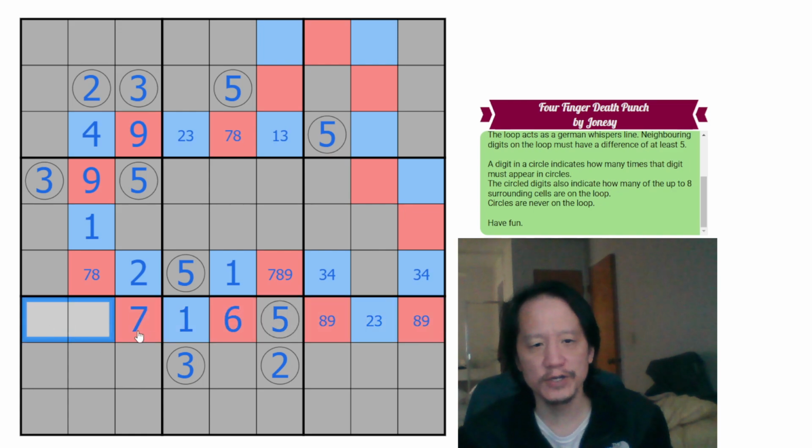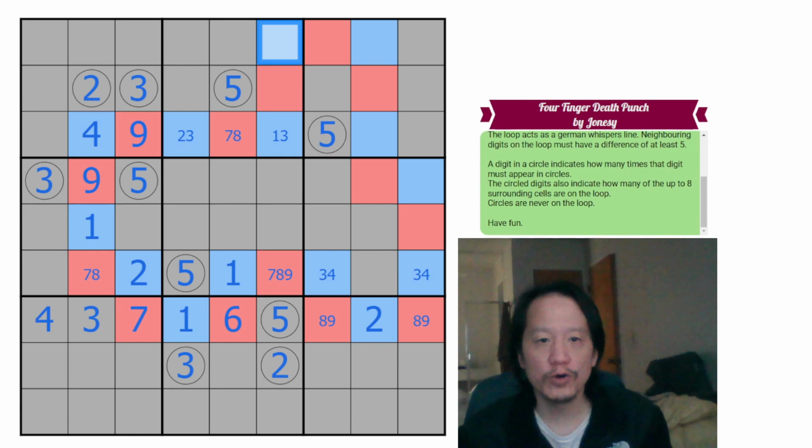Therefore, we have 2, 3, and 4 left. This can't be 4, so therefore this has to be the 4. This can't be 2, so it can't be 4 either, so it has to be 3. Which means this can't be 3, this is 2.